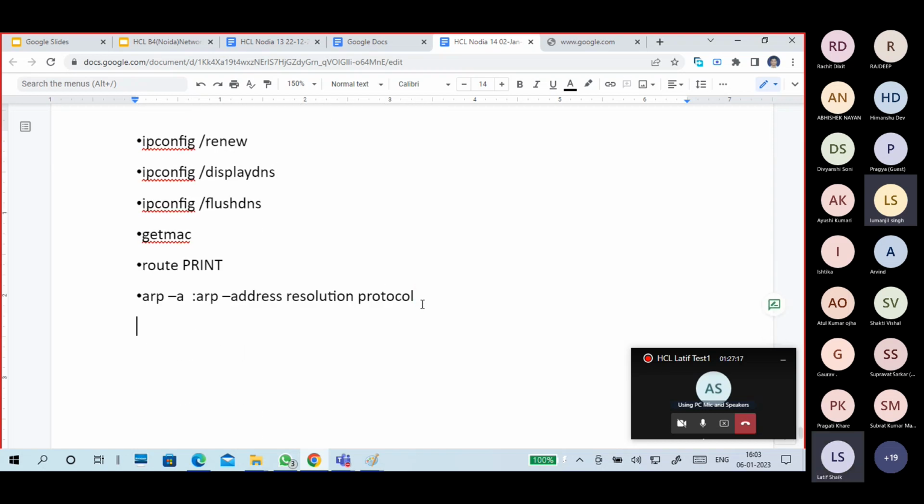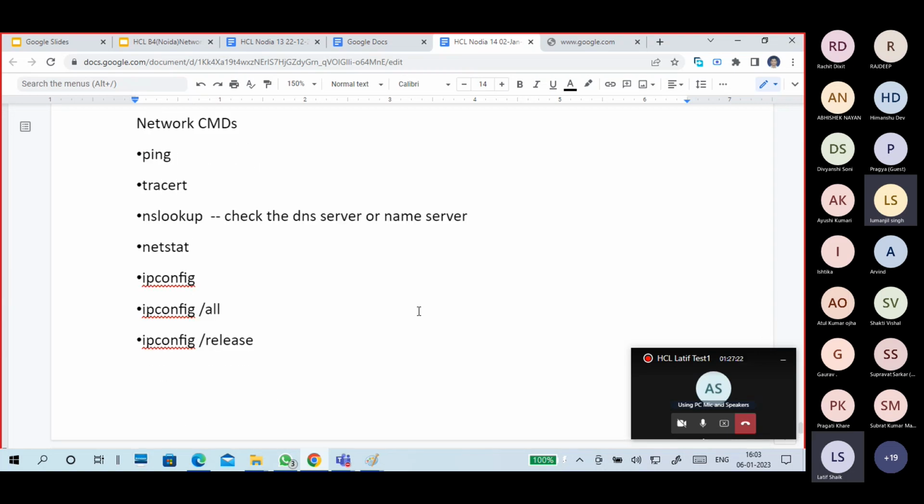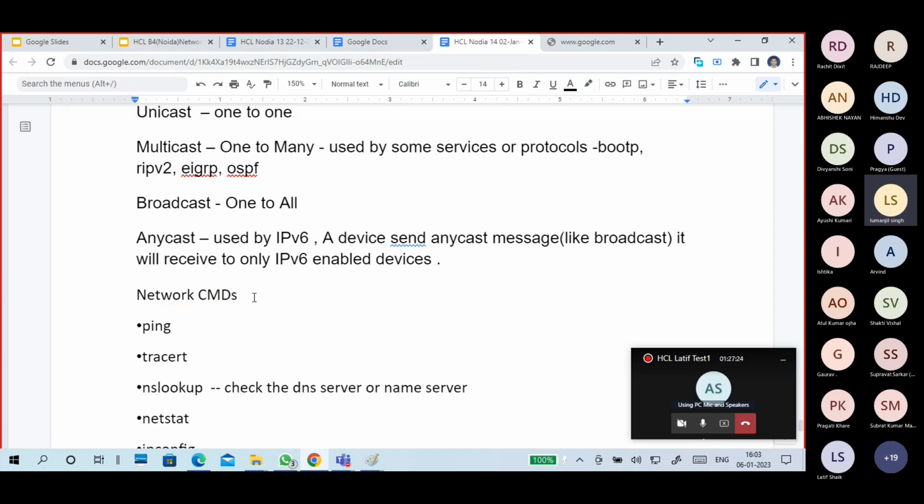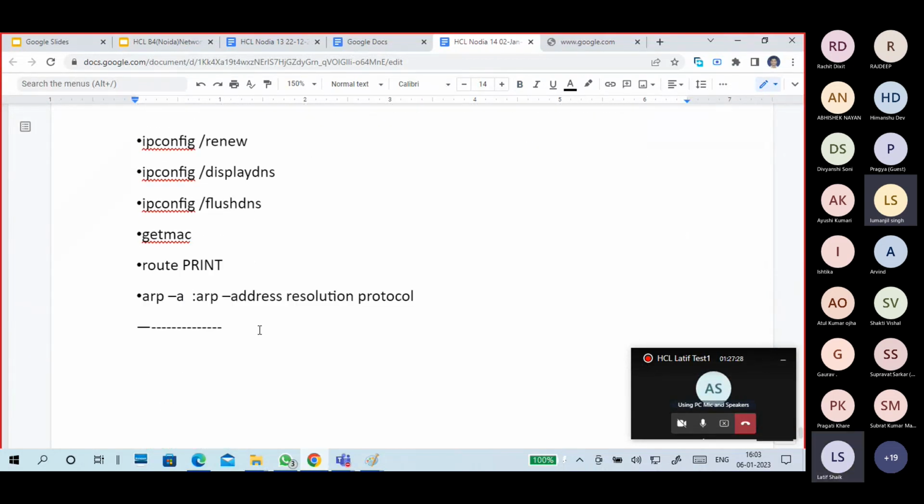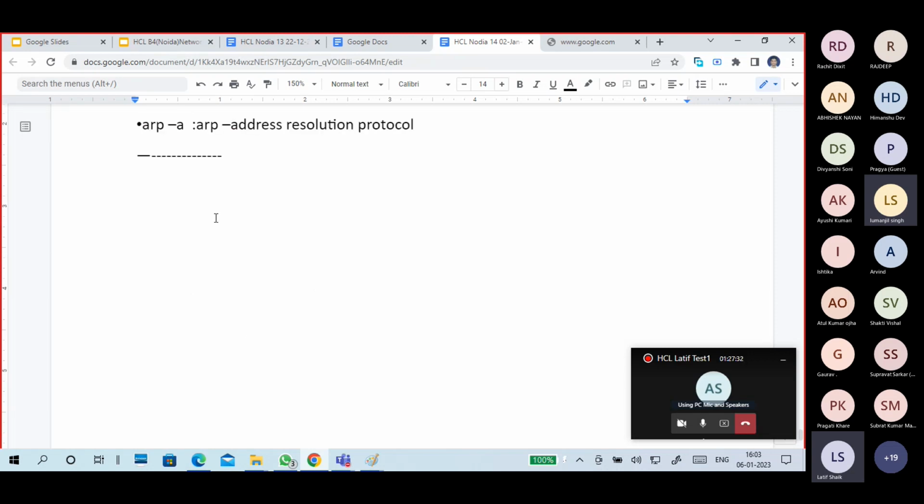So that's it. Next I am going to discuss the OSI model, at least a brief OSI model, and IP addresses, both we will discuss. So basic OSI model I will discuss. So take a small break guys, take 10 minutes.